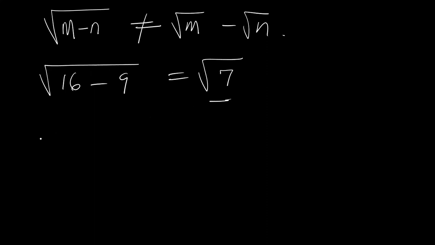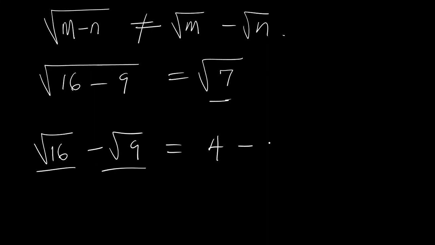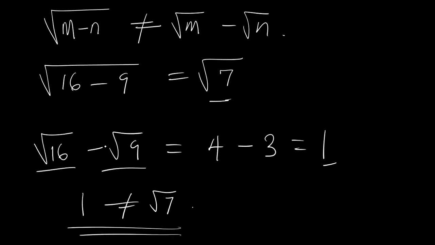This is a surd. Now let's look at the square root of 16 minus the square root of 9. So the square root of 16 is 4, minus the square root of 9 is 3. So this will give us what? 1. So you see, 1 is not equal to the square root of 7. So now let's write the rules.